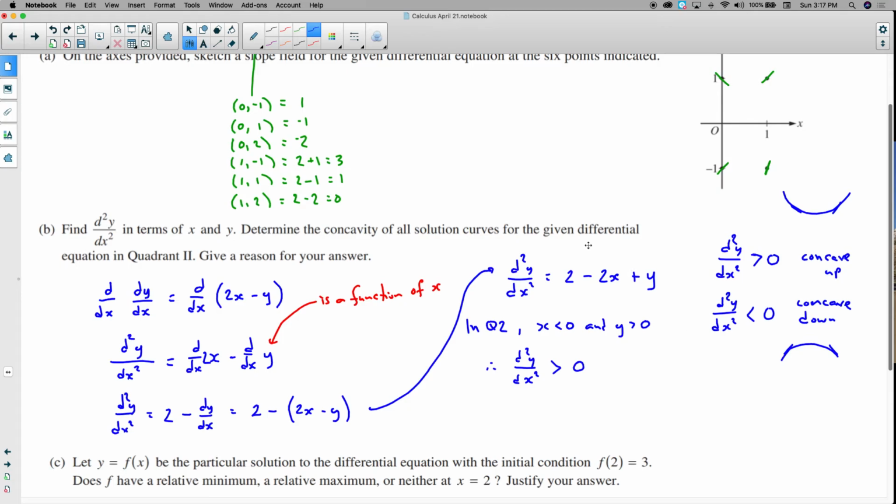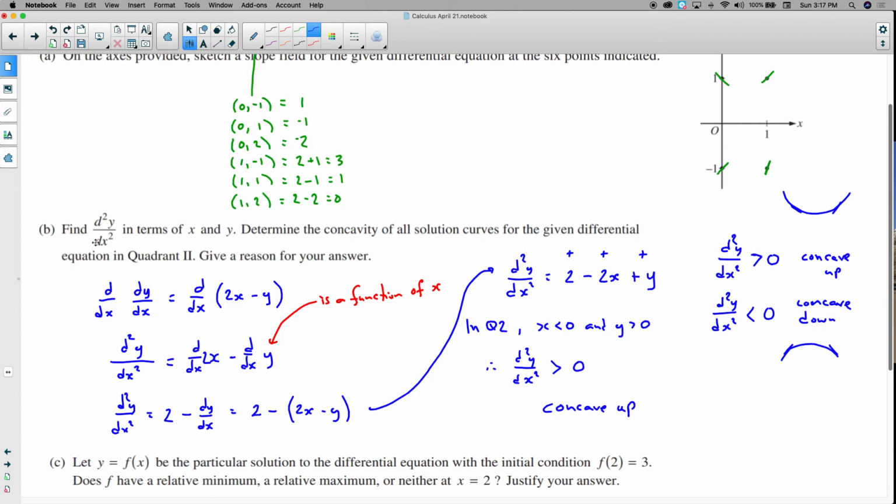And it's greater than 0 because this is a positive thing, that's 2. When x is negative, you have a double negative, so that's a positive thing. And y is a positive thing, so you're having all positives. Okay, so then the answer is concave up. Okay, so then reread it and make sure you've answered everything.